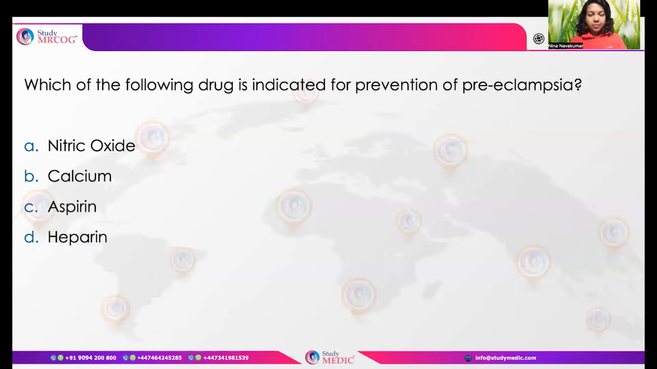by 90 millimeters of mercury, along with that, if there is any evidence of end organ damage, like any kidney involvement, liver involvement, or CNS involvement, or any fetal involvement, in those cases also, we can classify it as preeclampsia.